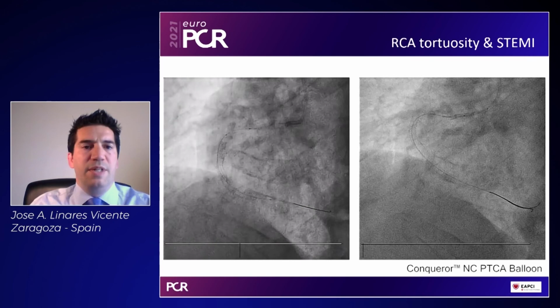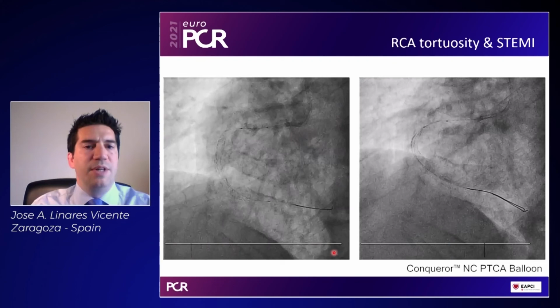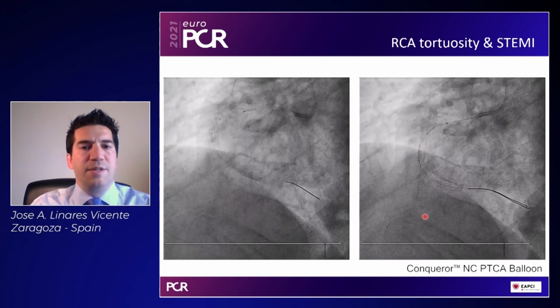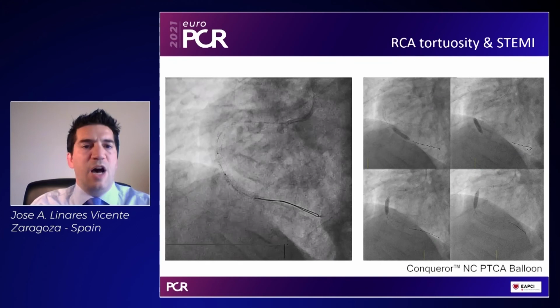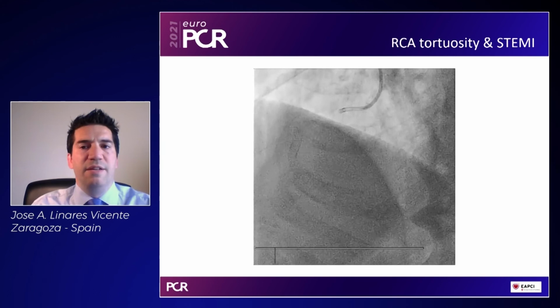In the second procedure, despite the buddy wire technique, the regular NC balloon clashed against the stent, and also with some resistance, but the tip of the Conqueror got into the stent, and maintaining the pressure smoothly, the whole Conqueror advanced into the stent. And after post-dilation of the entire stent, we got an excellent final result.